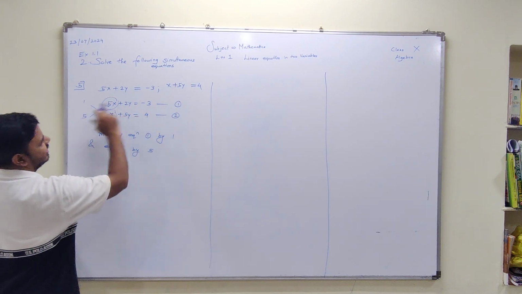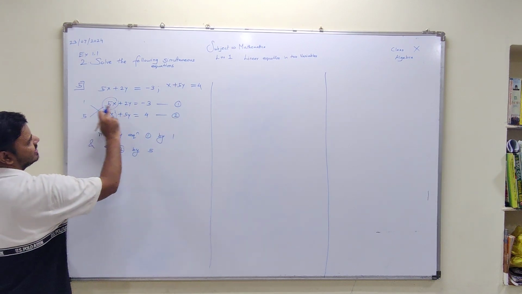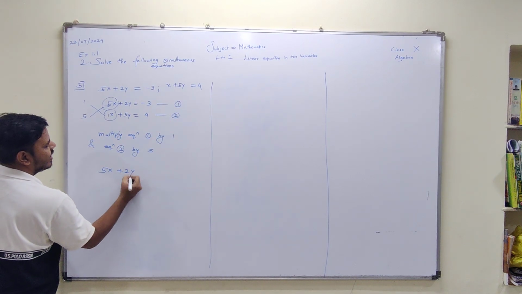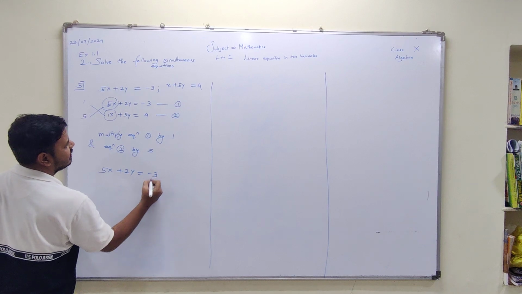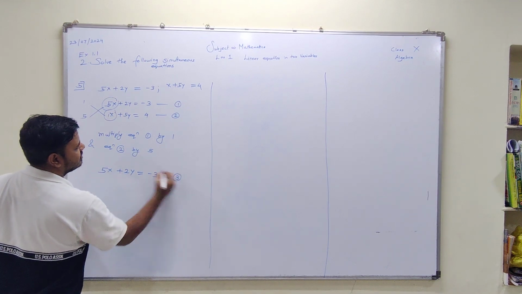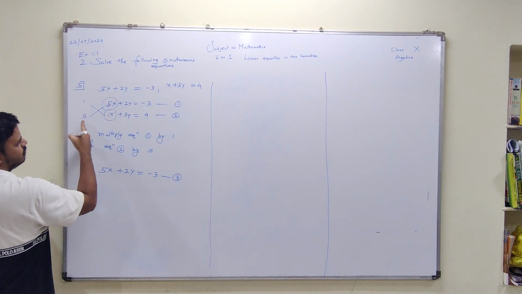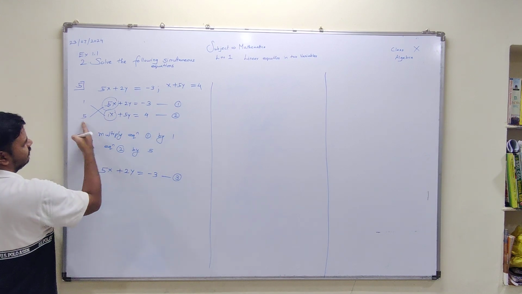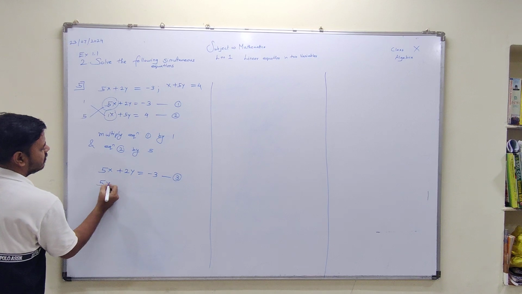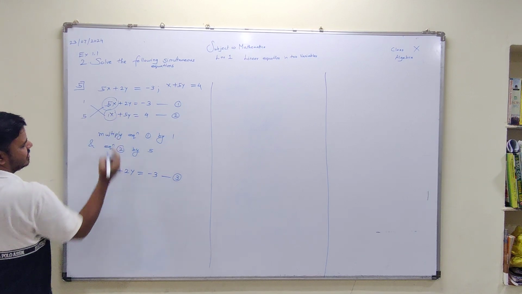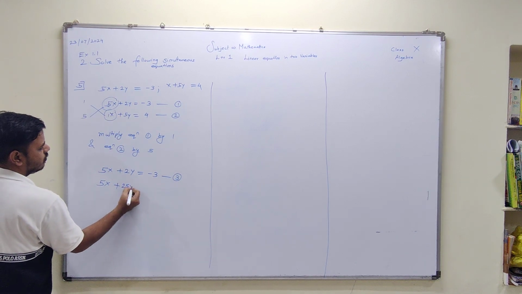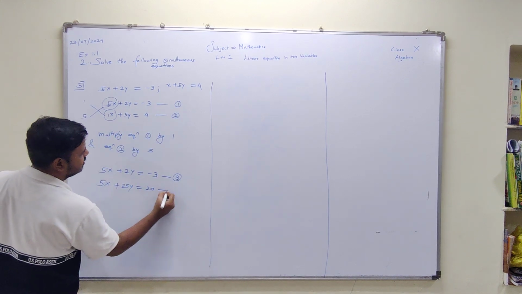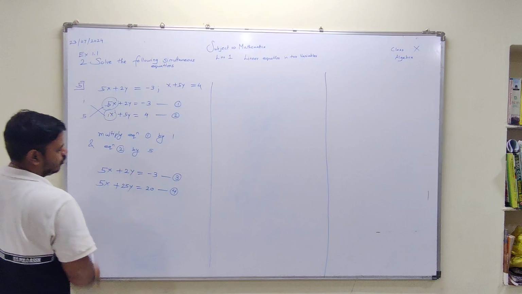This equation will remain unchanged, so we can write it as it is: 5x plus 2y is equal to minus 3. This we will name as 3. Multiply each and every term of equation 2 with 5. 5 ones are 5, so this becomes 5x; 5 fives are 25, y is equal to 5 fours are 20. This we will name as 4.